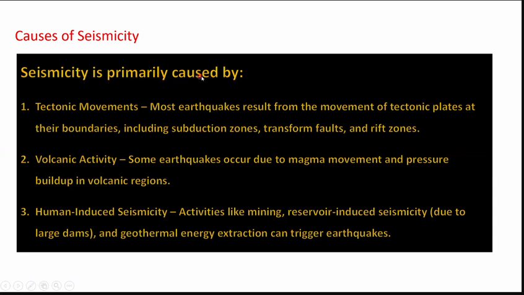So seismicity is primarily caused by tectonic movements. I mentioned this in my definition. Most earthquakes result from the movement of tectonic plates at their boundaries, including subduction zone, transform fault, and rift zones. This thing you get better in geology. Volcanic activity: some earthquakes occur due to magma movement and pressure buildup in volcanic regions. Then human-induced seismicity. So these are various causes of seismicity or earthquake, if I can just say loosely: tectonic movement, volcanic activity, and also human-induced activity.